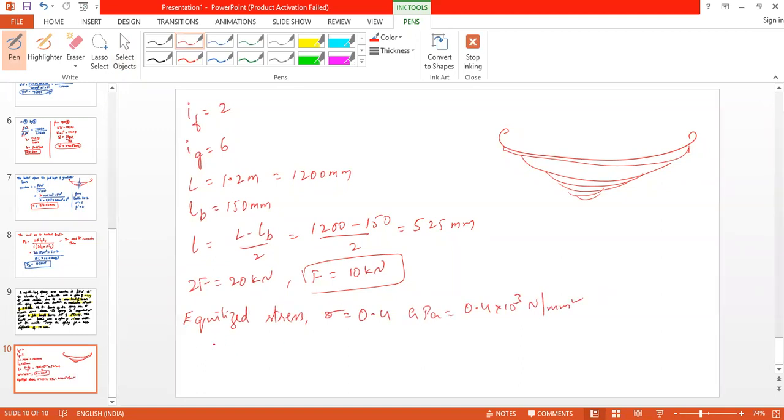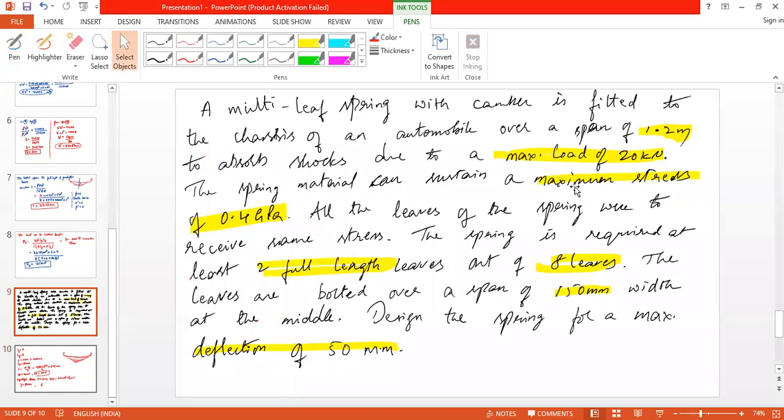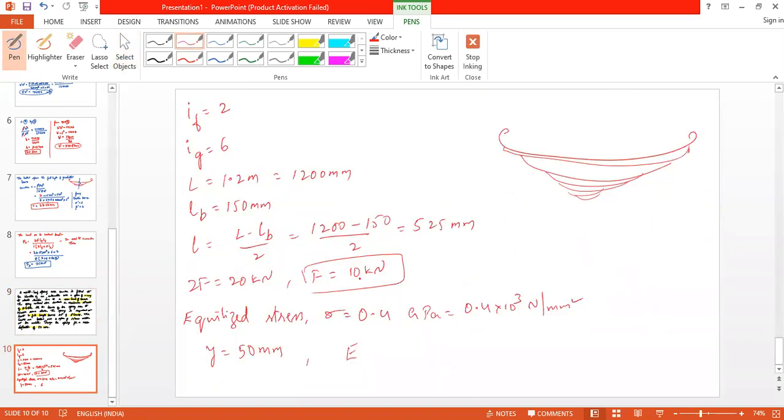And the deflection is limited to 50 mm. And I think we need the value of E. Here the spring material is not given, just the maximum stress is given. This 0.4 gigapascal is related to steel only, so we can take E as 210 gigapascal. Any doubt in the question? No, sir.